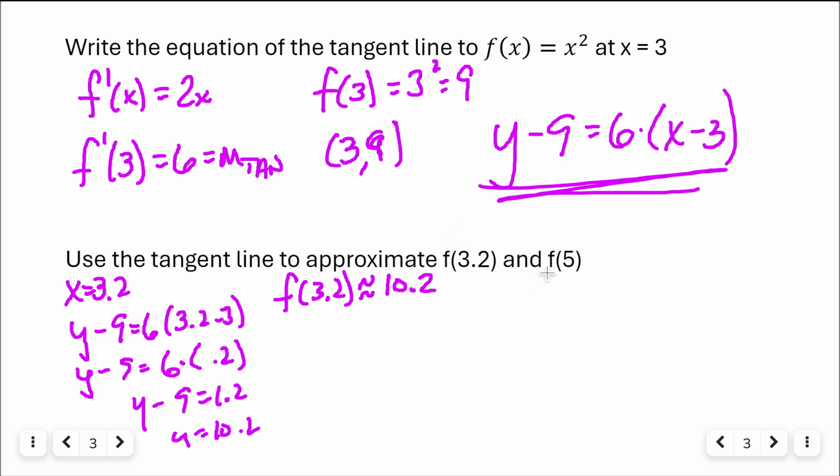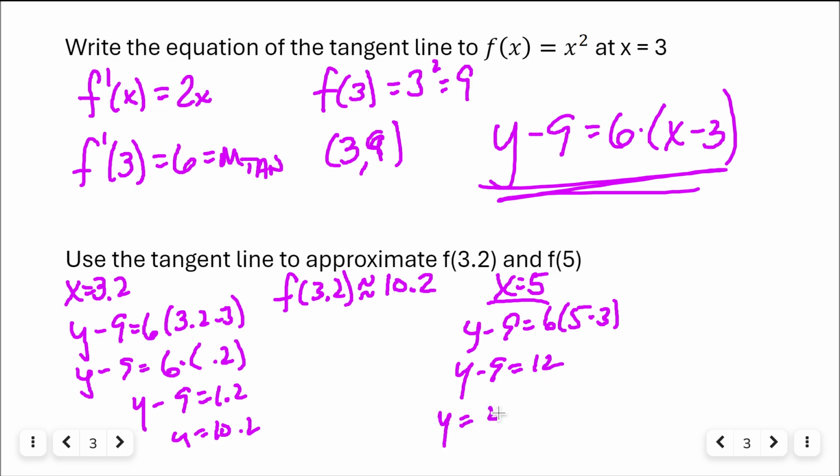Let's do the same thing at x equals 5, and then we'll discuss some of the finer details. So y minus 9 is equal to 6 times 5 minus 3. So that's 2. 6 times 2 is 12. So y is 21. So f of 5 is approximately 21, which we know darn well is wrong, right? Because 5 squared is 25. So what have we actually accomplished here?